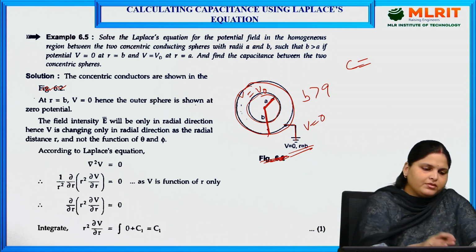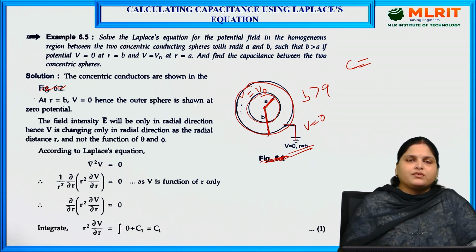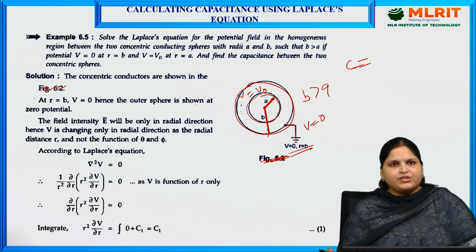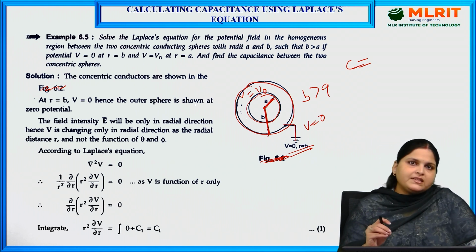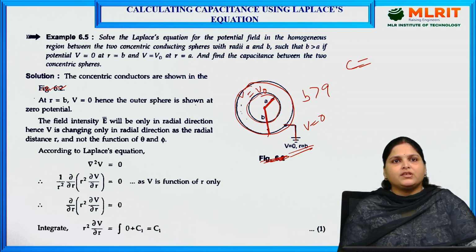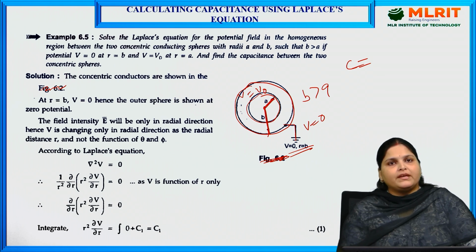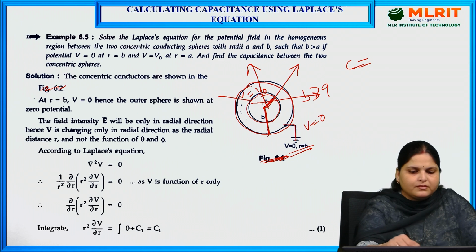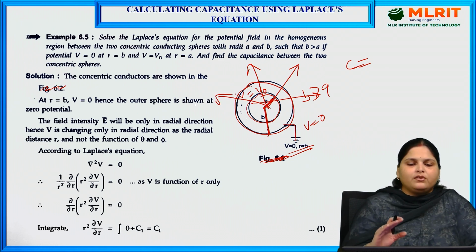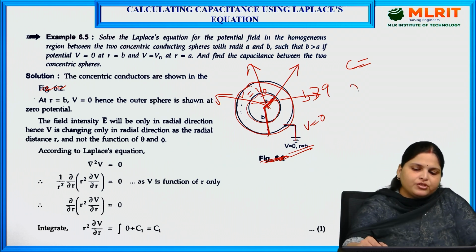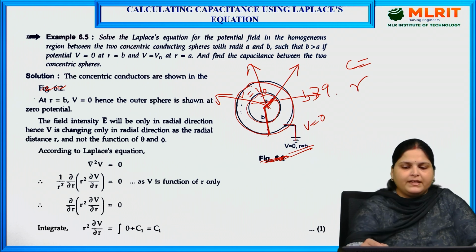Now see, at R equals B, V equals 0. That means the outer sphere is at 0 potential. The field intensity E will only be in the radial direction, hence V is changing only in the radial direction. That means it goes from V0 to 0 only in the radial direction, so we can say V is only a function of R.